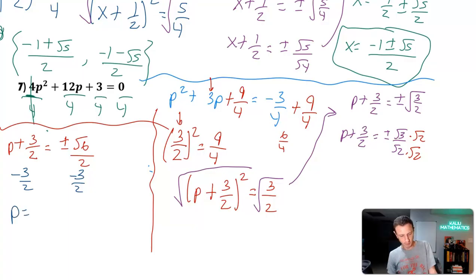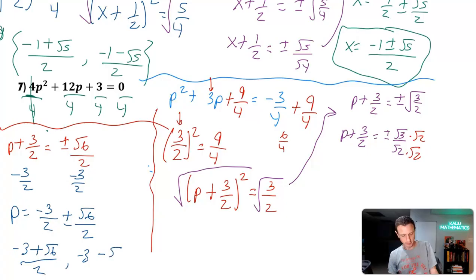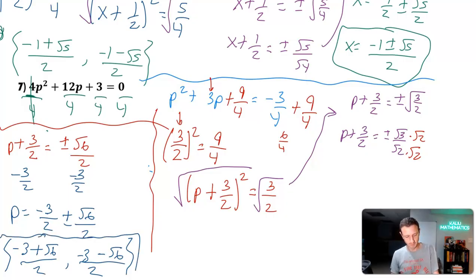So p equals negative 3 over 2 plus and minus square root of 6 all over 2. Now, since I did that, I could see that I'd have negative 3 plus square root of 6 all over 2, and then negative 3 minus square root of 6 all over 2. Or if I didn't rationalize, it'd be a really messy looking fraction. But rationalizing it makes it a much cleaner answer, much more reasonable. There we go.